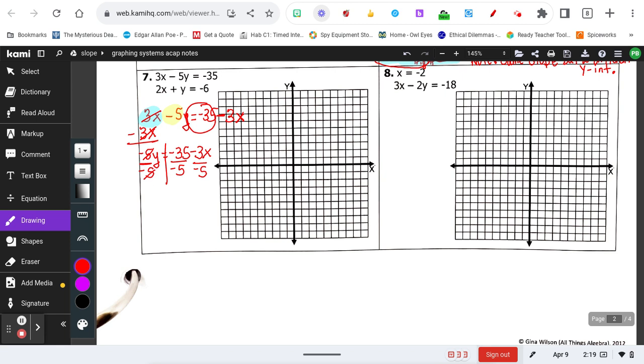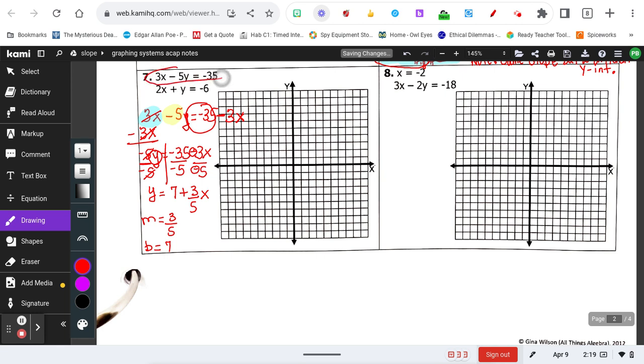Divide every term by -5. Now you have y. And -35 divided by -5 is +7. And here a negative divided by negative is a positive. But 3/5 is already in simplest form, so leave it like that. So here you have a slope of 3/5. Now, if it were not in simplest form, you would need to simplify it. And you have a y-intercept of 7.